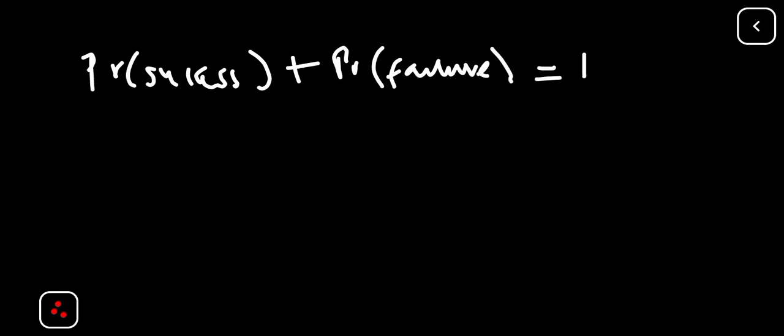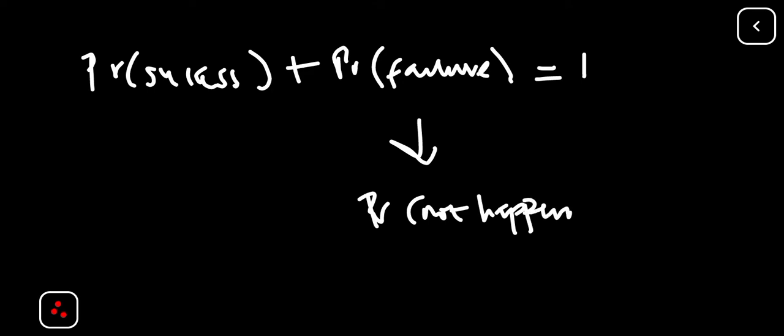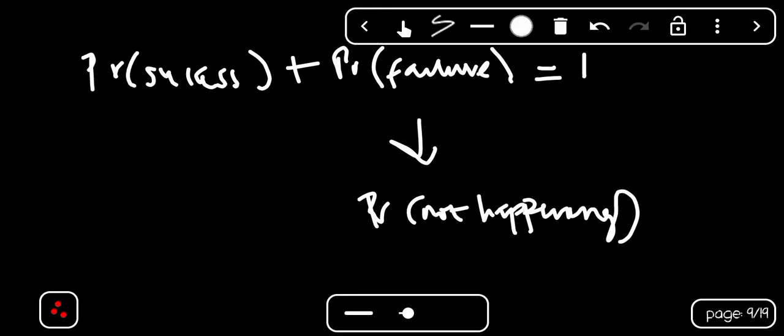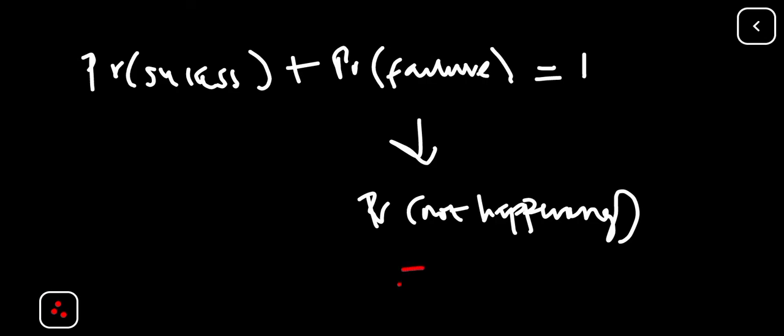So in case you are looking for the probability of failure, please understand that the probability of failure is also the probability of something not happening. So this is the same thing as the probability of failure. The probability of something not happening is equal to 1 minus the probability of success.